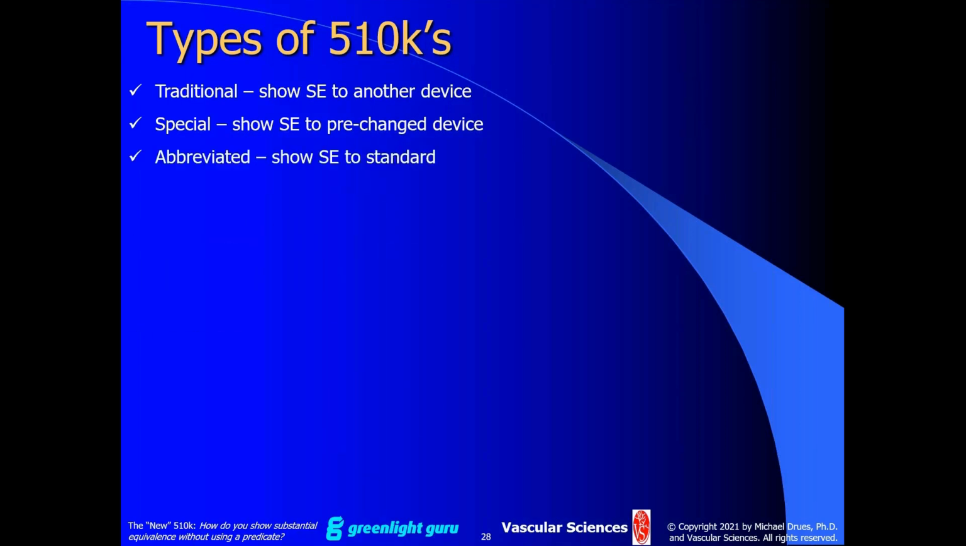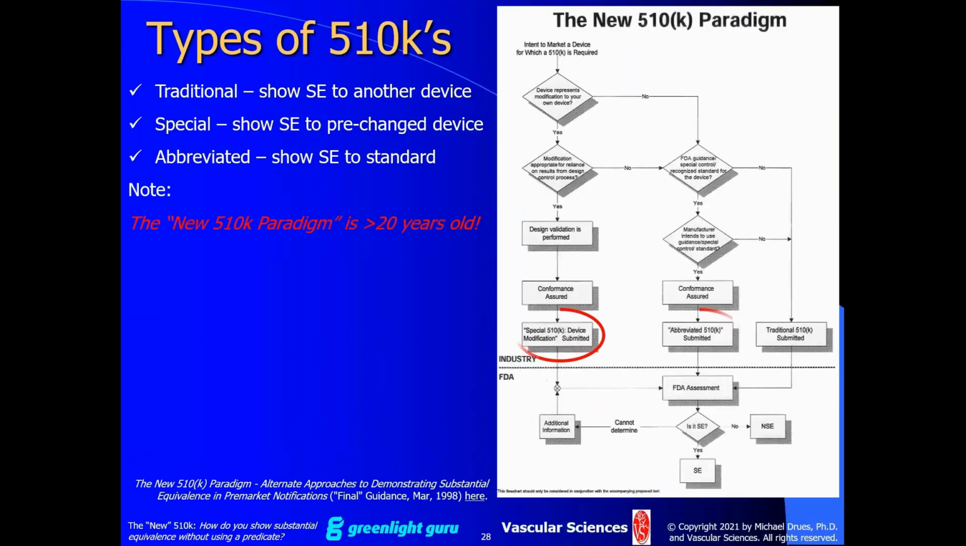And finally, the third type of 510K, which has been around now since 1998, is the abbreviated 510K. And once again, we still need to show substantial equivalence, but in this case, we show substantial equivalence to some kind of a recognized standard, a consensus standard, a guidance document, that kind of thing. And that's why, as we'll talk about more in just a couple of minutes, the abbreviated 510K is very, very similar to, maybe substantially equivalent to, the special 510K, because the special 510K also relies on showing substantial equivalence to a standard or a guidance or something like that.